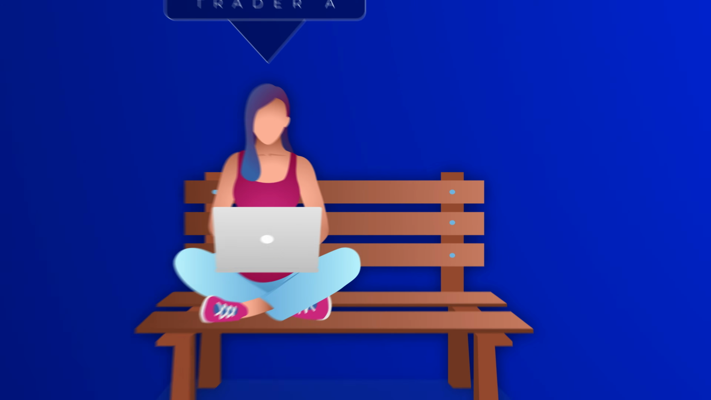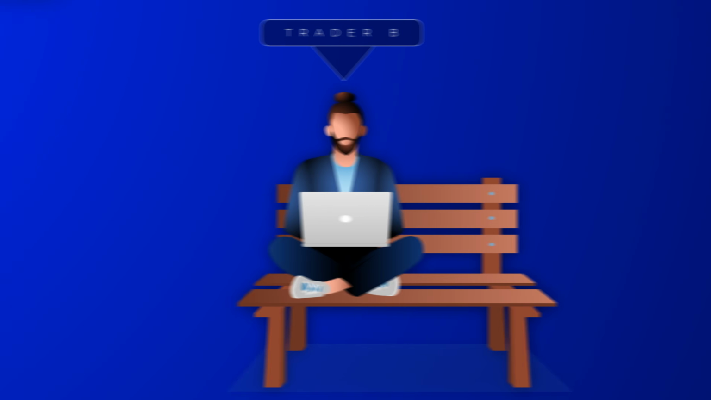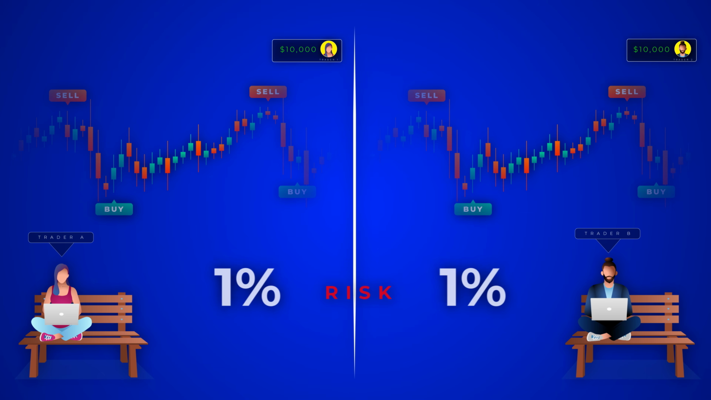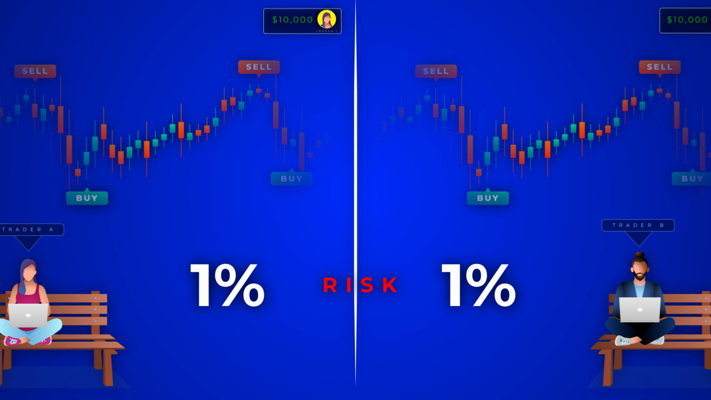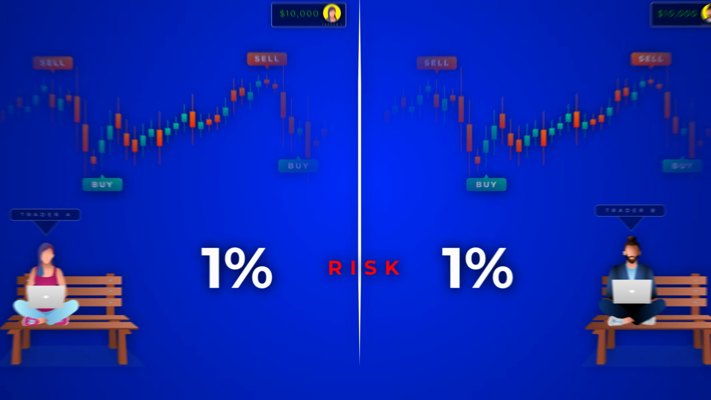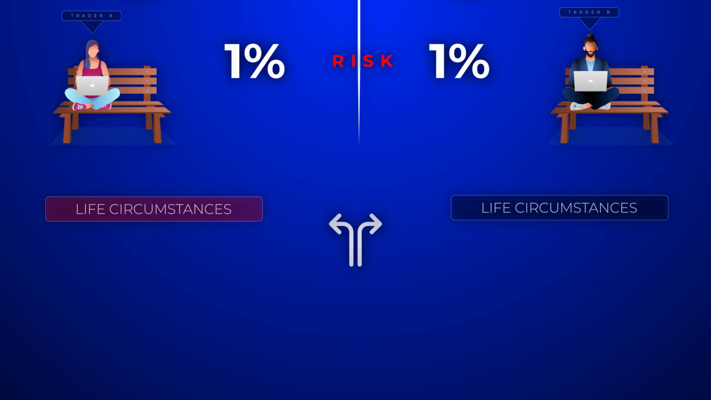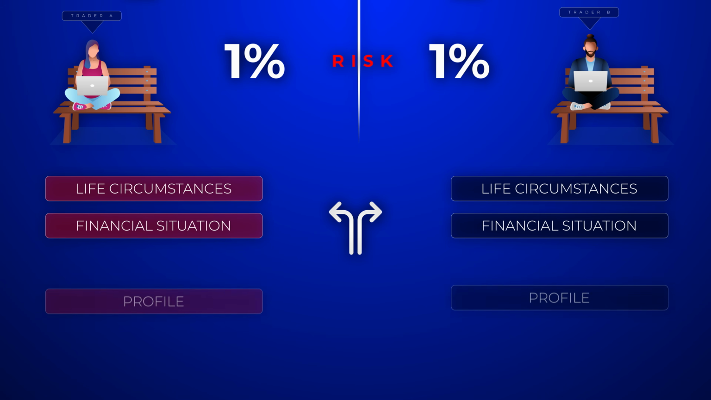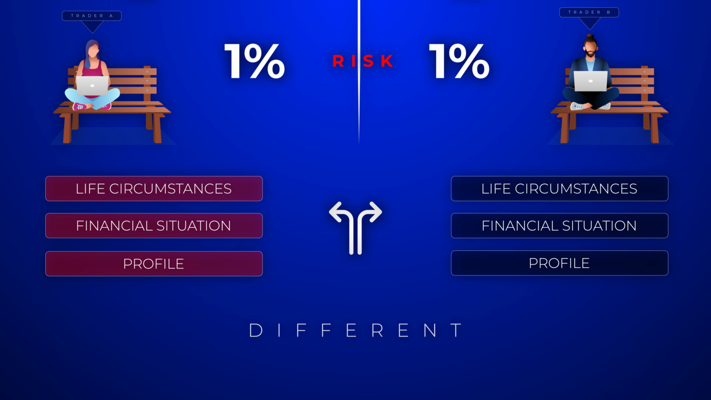Let's take an example to understand this better. Imagine trader A and trader B both have a $10,000 trading account. They both risk just 1% of their account for a trade. Now, here's the catch. Even though they take the same percentage of risk, their life circumstances, financial situation and profile are completely different considering the 1% rule.